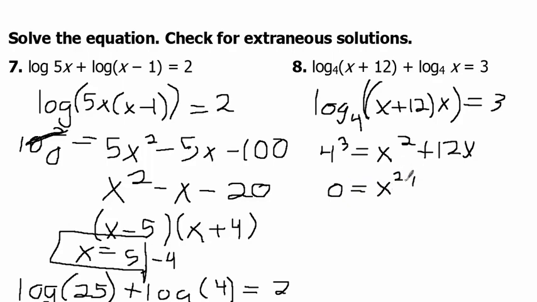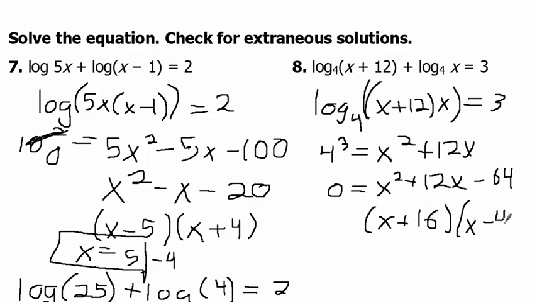x squared plus 12x minus 64. Factors of 64 that add to give us 12, that is going to be 16. 16 has to be positive here, and -4. So our solutions should be -16 and +4.